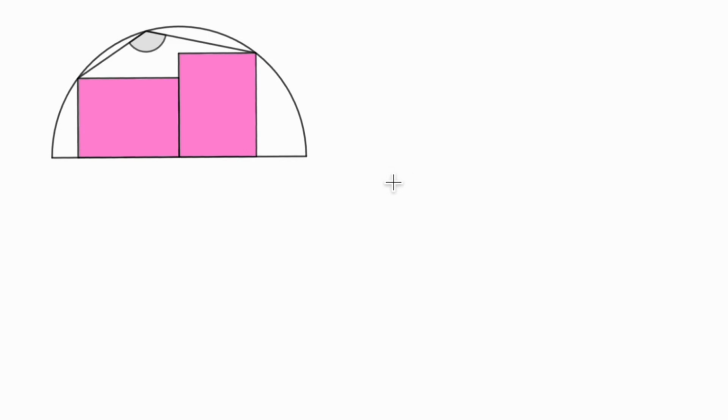All right. In this problem, we are going to try to find the measure of this inscribed angle. We have two congruent rectangles in a semicircle, and we're trying to find the measure of this angle. If you want to solve this on your own, pause the video because I want to solve it in just a few seconds.